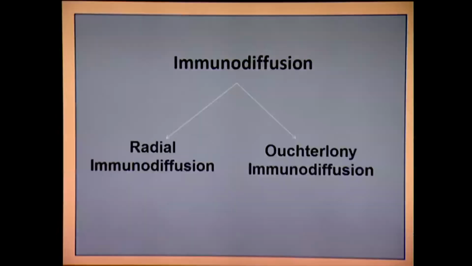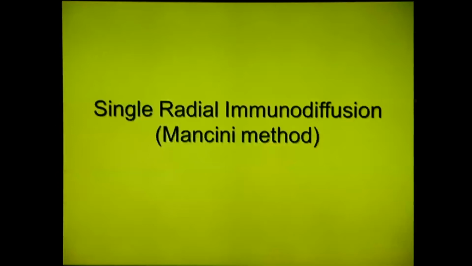Antibody-antigen interaction is so specific that it has led to the development of many immunoassays, and mainly the immunoassays are used to detect the presence of antigen or antibody in blood serum. Now, immunodiffusion can be of two types: radial immunodiffusion or Ouchterlony immunodiffusion. Radial immunodiffusion was discovered by the scientist Mancini, and it is called the Mancini method.